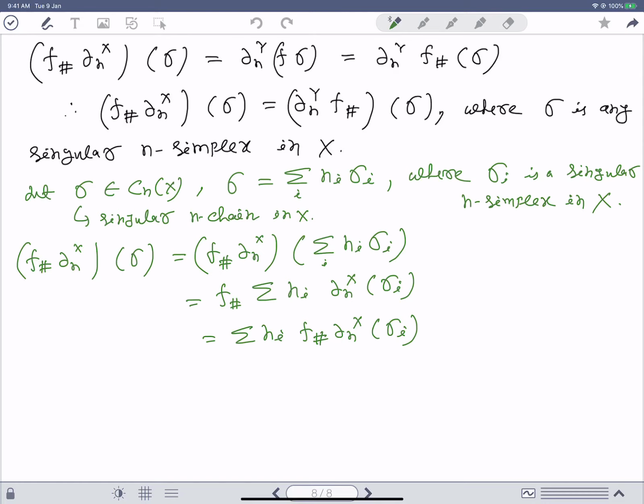Now this is a singular n simplex, and for a singular n simplex we have already proved that it commutes, right? Now we will use that fact. Now that will be summation ni del n y f hatch sigma i.